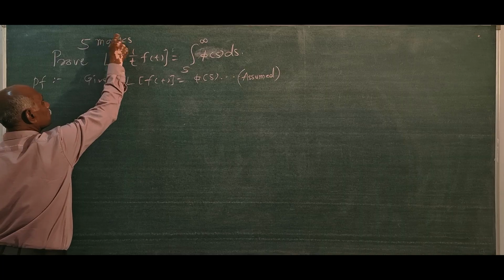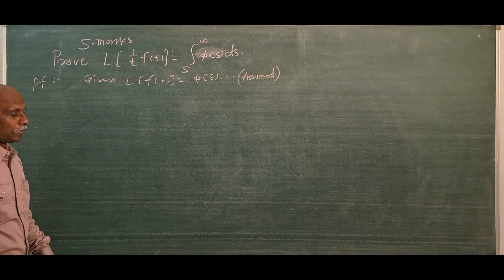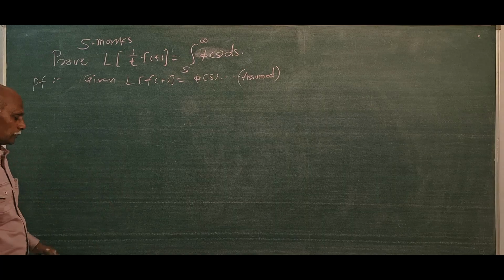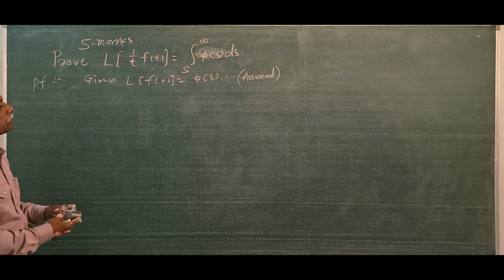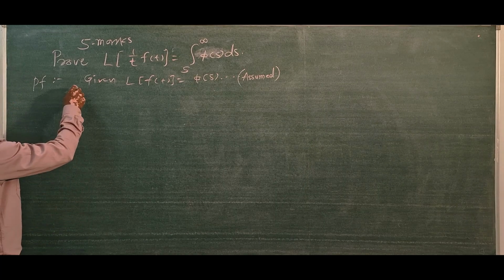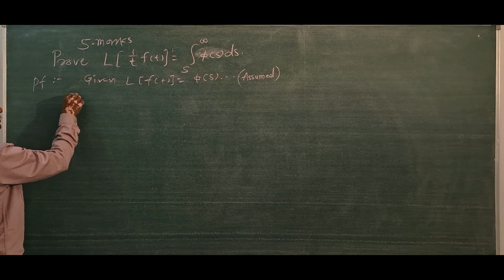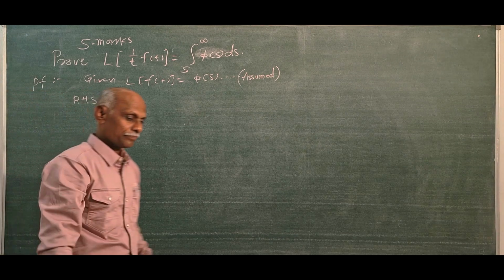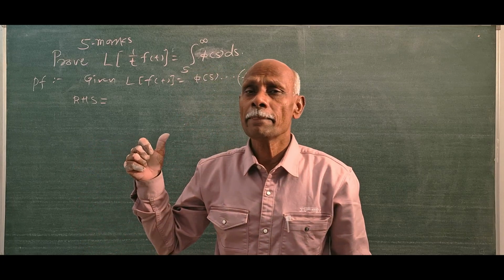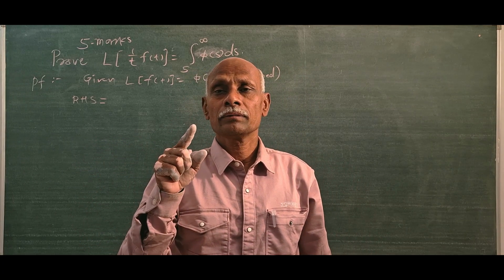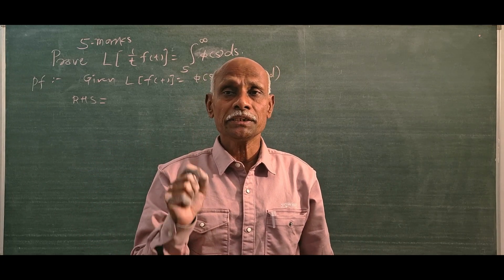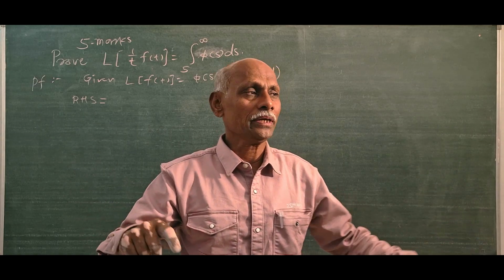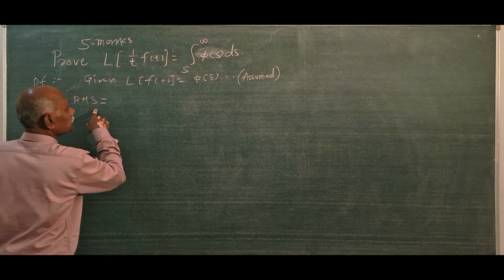There are half dozen properties, and out of these 6 properties, this property is known as effect of division by t. So let us start with RHS, not LHS. What is the speciality of this property? This property is simple, easy to prove from right to left. It is not usual. So we start with right hand side.